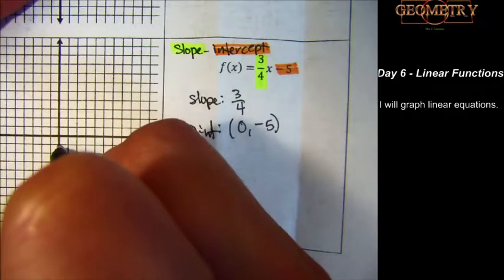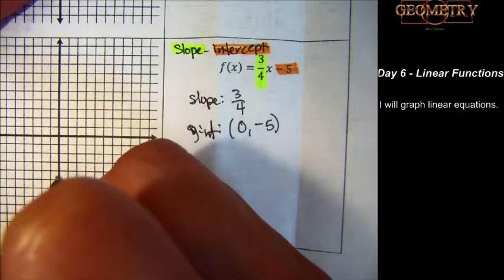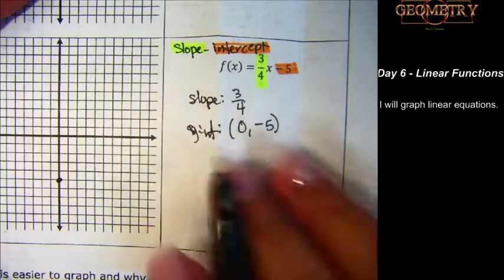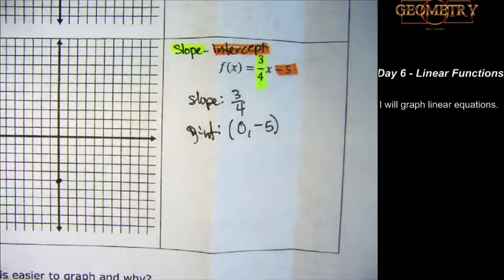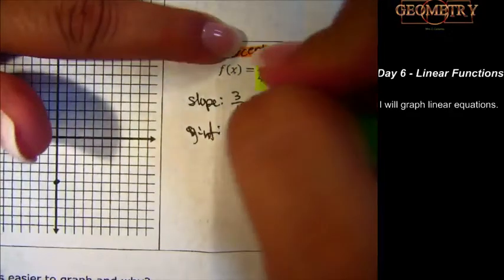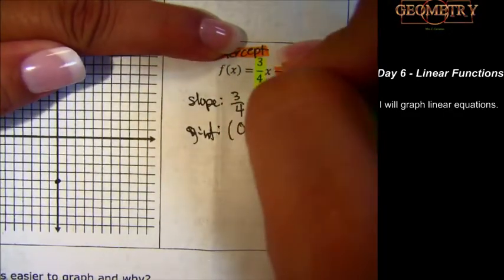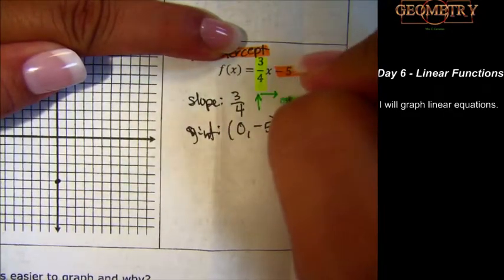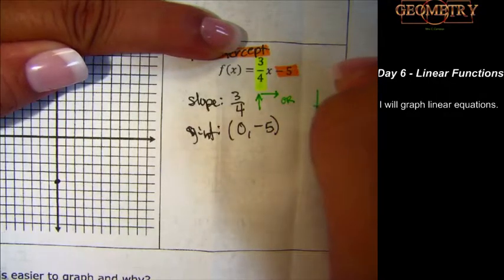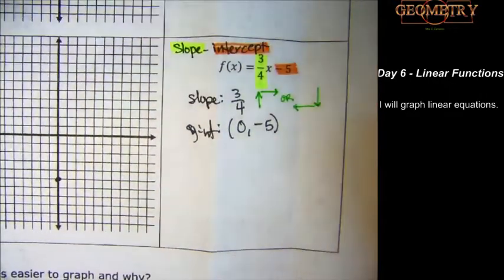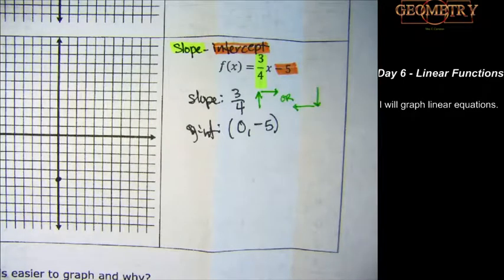So 0, 5: 1, 2, 3, 4, and 5. And now my slope. My slope is 3 over 4. So I can go up 3 and to the right 4. Or I could go down 3 and to the left 4. I could go in either direction and I'll still end up on the line.